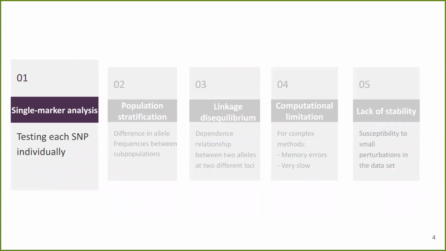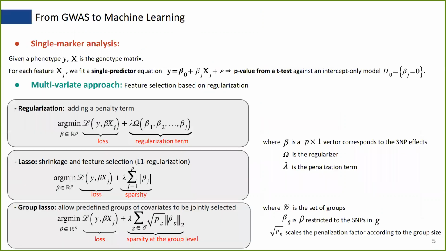So let's start first with single marker analysis. The classic GWAS technique is based on single marker analysis, where each SNP is fitted as a single predictor to obtain a p-value from a statistical test. This is why there is a need to explore multivariate approaches like machine learning techniques, more precisely feature selection methods that are based on regularization algorithms.